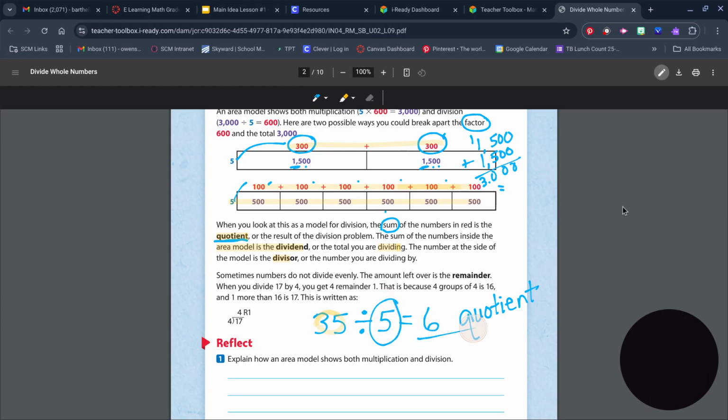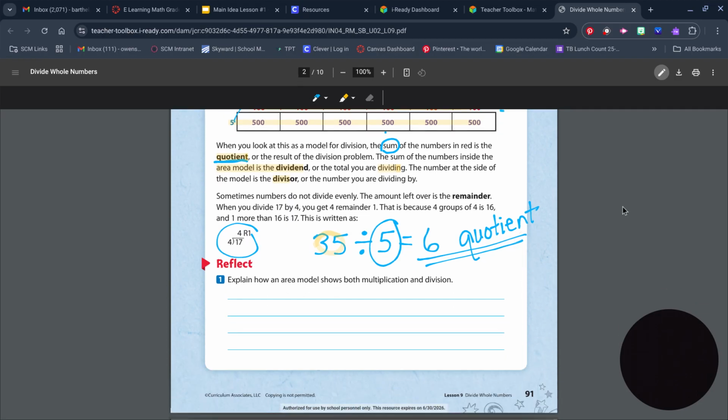And your answer is going to be a quotient. So if they ask you what is the quotient of, they're just saying what's the answer to the division problem. Now, take a look at this. There's more than one way to write a division problem. So division can look like this.